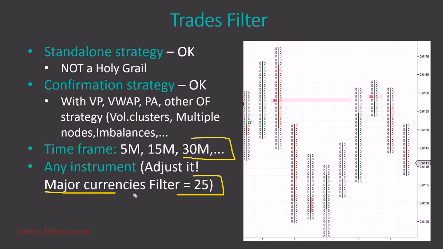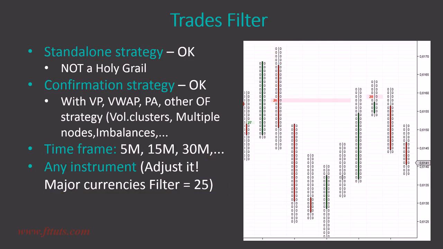That's for major currencies. If you want to trade other trading instruments, you will need to set this number depending on how many signals you want to have. Remember, you always want to filter out the smaller trades, so you don't want to have too many numbers in every candle. They will just give you too many signals and a lot of them would be false. So you want to only see the biggest trades, alright?